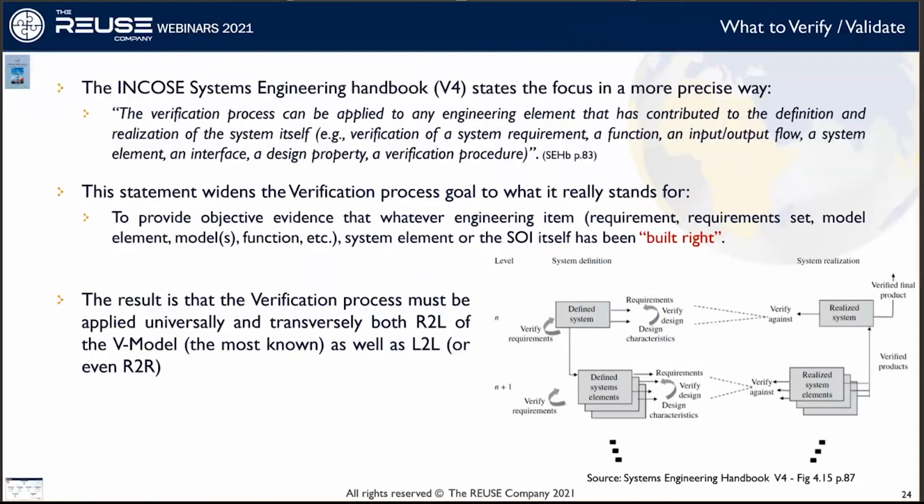Okay. So in order to provide a, let's say, simple sentence, the verification process stands for providing evidences, objective evidence that whatever engineering item has been built right. Okay. The result of this notion is that we should apply verification and validation in the left side and in the right side. And we eventually have to not only think about verifying from right to left, I mean verifying the system, but also verifying requirements or designs against requirements, requirements against a set of rules, and we can have left to left or right to left or even right to right verification and validation.